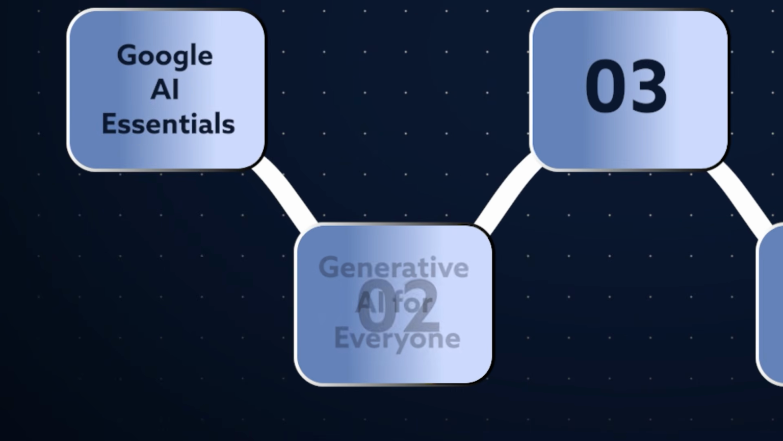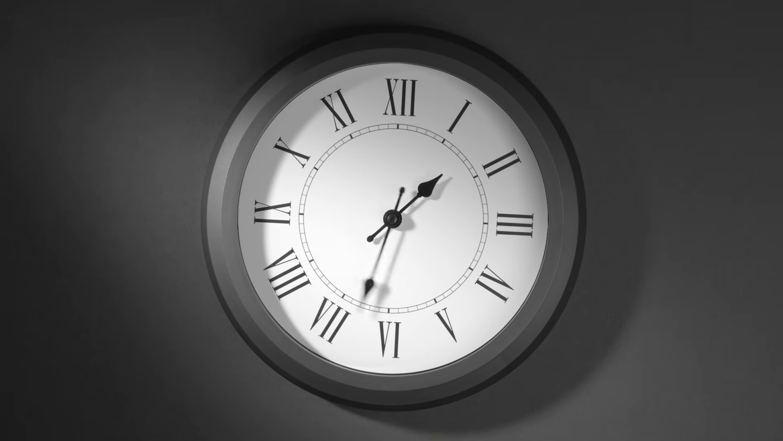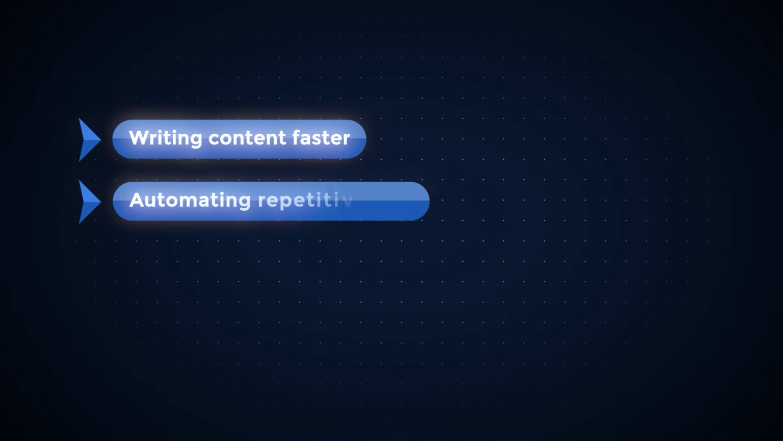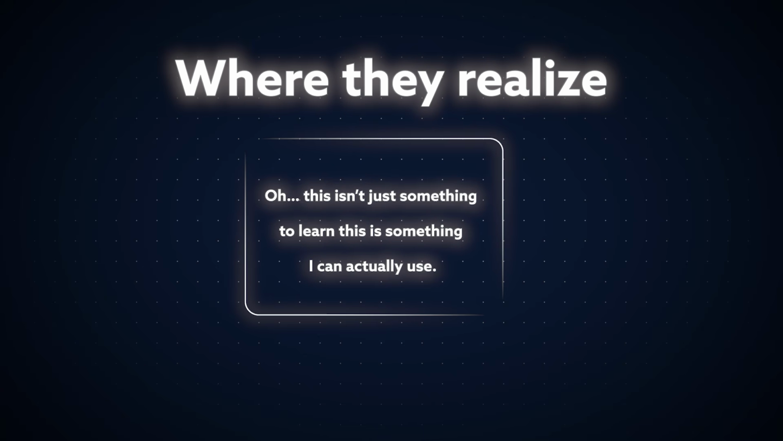Course number 2, generative AI for everyone. Now, once you've got the basics, this is where things start getting practical. This one is all about actually using AI, creating things with it, and saving time with it. So instead of just understanding what AI is, you start applying it. Think writing content faster, automating repetitive tasks, improving workflows. And this is where a lot of people have that click moment where they realize, oh, this isn't just something to learn. This is something I can actually use.